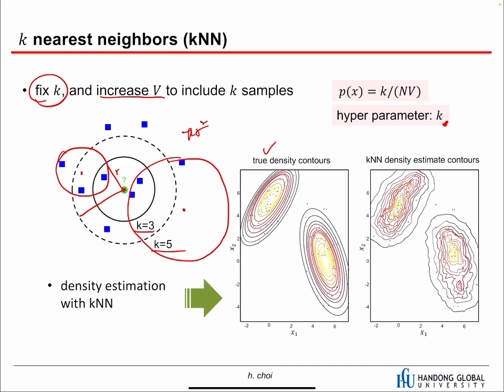So let's say this is a true density contour. From this true density contour, we generate lots of samples. And then if we estimate the density based on K and N, it looks like this. It looks similar to this one, but they are not smooth contours. If we increase the number of samples, then it will get smoother and smoother.